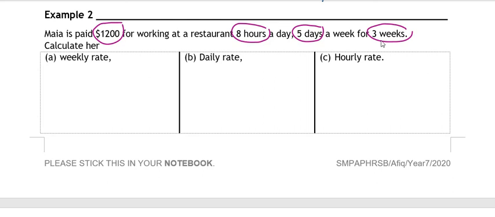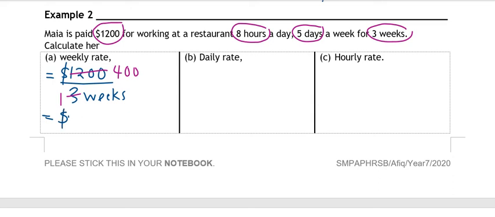So here she is working for 3 weeks, so the weekly rate should be 1,200 over 3 weeks. So here you have to make sure the second quantity is equal to 1, so you have to divide both the numerator and denominator by 3. So 1,200 divided by 3 is 400. So her weekly rate will be $400 per week. Okay, so that's for part A.